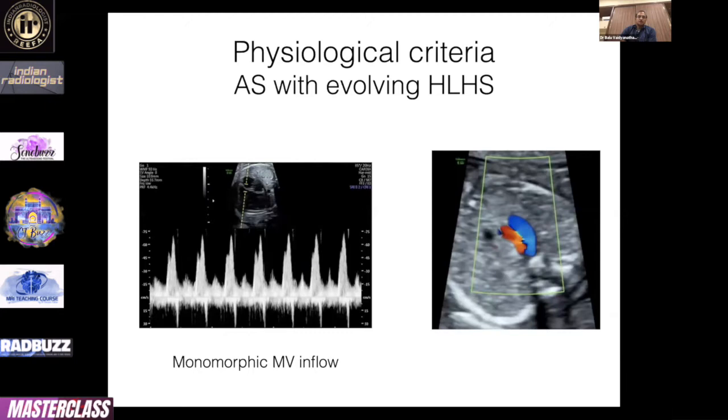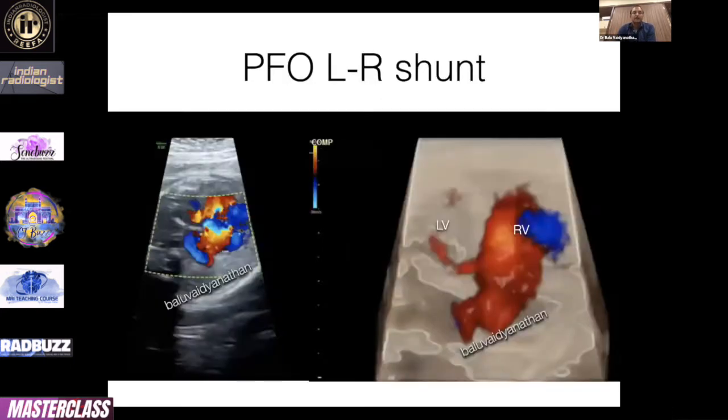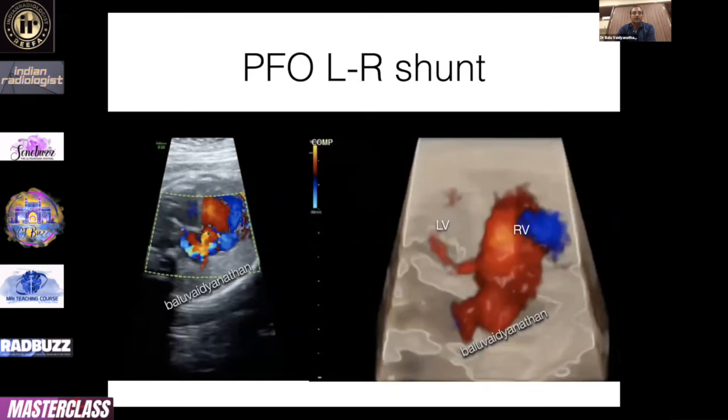So there are a large number of criteria to identify this. One of the couple of things which are important is that you put the Doppler across the mitral valve. Normally you see two waveforms, the E and the A waveforms, but in this severe LV dysfunction with AS evolving into HLHS, you may see a single waveform. In this picture, you can see that the two waveforms are summated, what we call a monomorphic mitral valve inflow. And then you see the reverse flow into the ascending aorta, suggesting critical obstruction to the aortic outflow. And the third criterion is a complete left to right shunt across the foramen ovale.